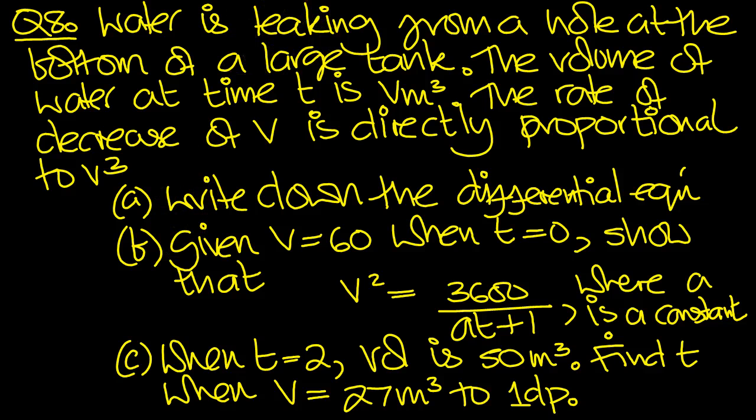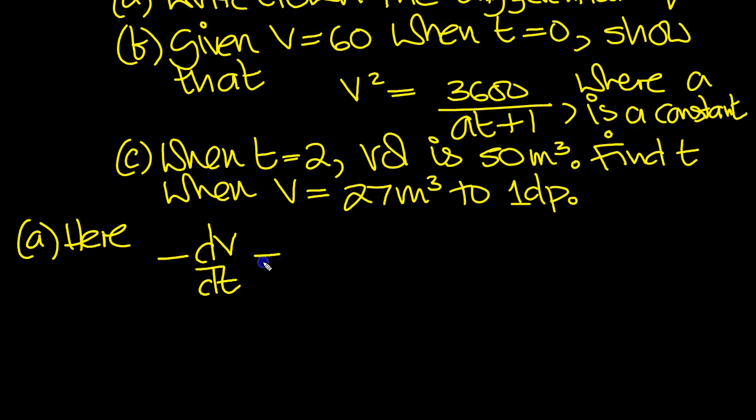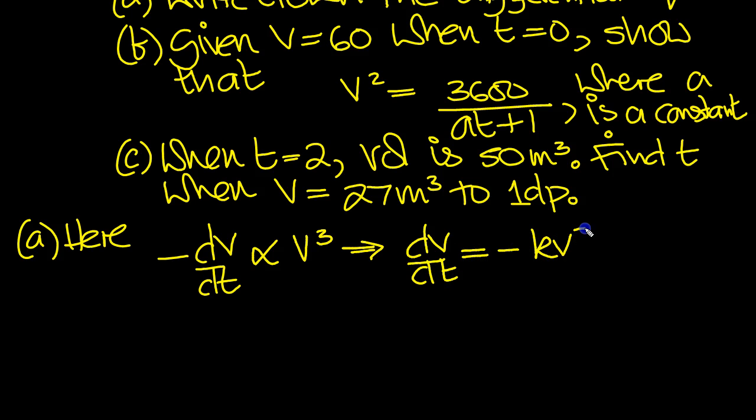Okay, so let's have a look at it here then. Here's a summary. Write down the differential equation is the first thing. The rate of decrease of V is directly proportional to V cubed. So here, dV/dt is the rate of increase, so the rate of decrease is minus dV/dt, which is proportional to V cubed, isn't it? So that implies, we'll move the minus over, dV/dt is equal to minus kV cubed.